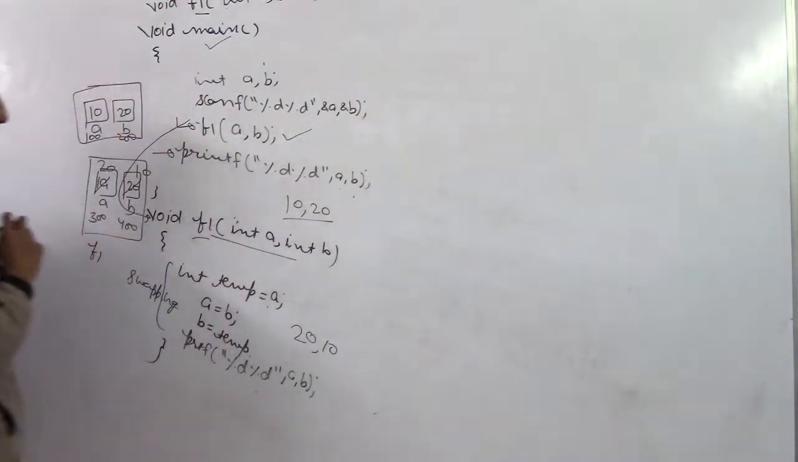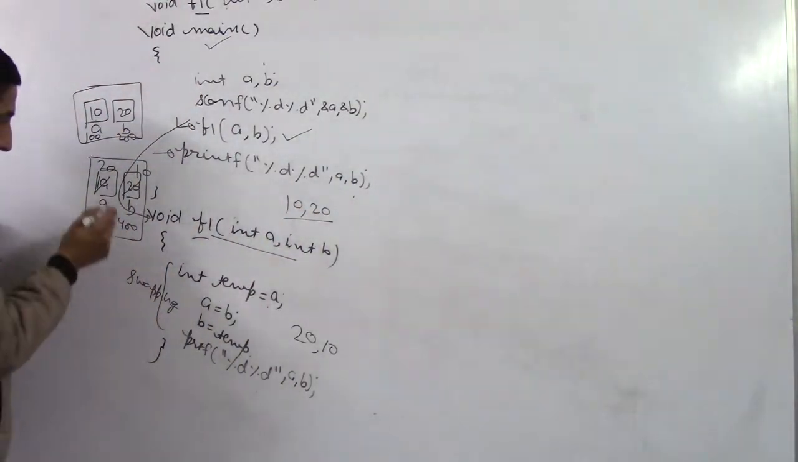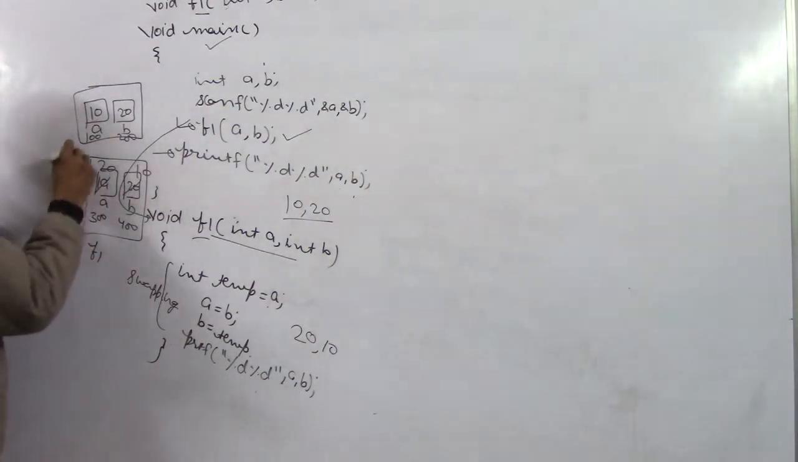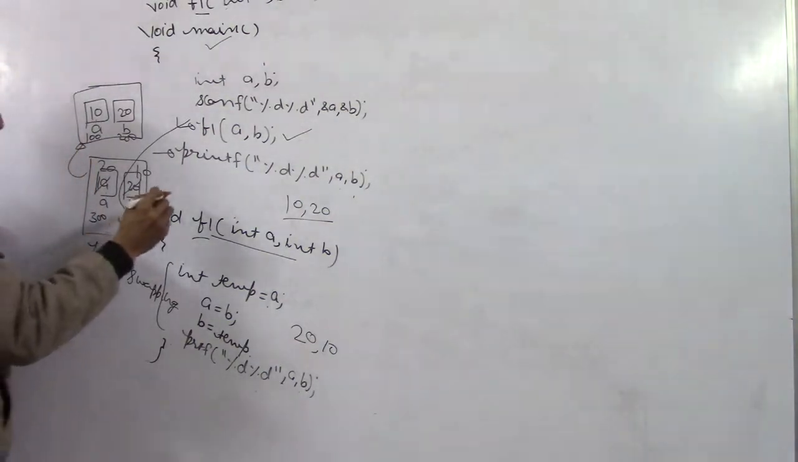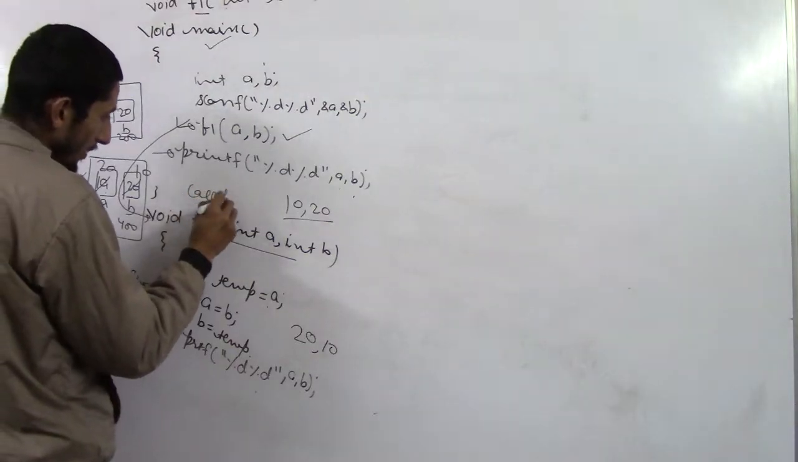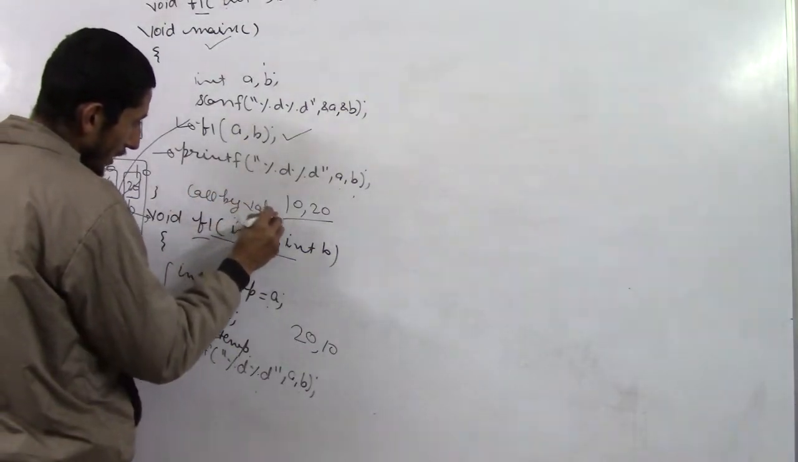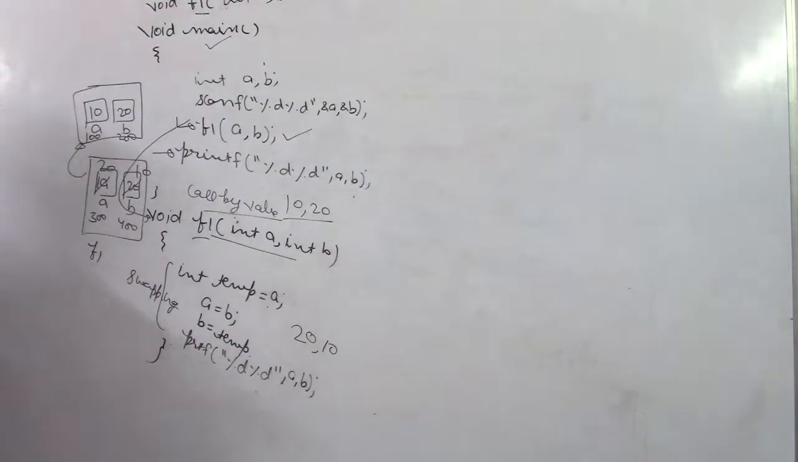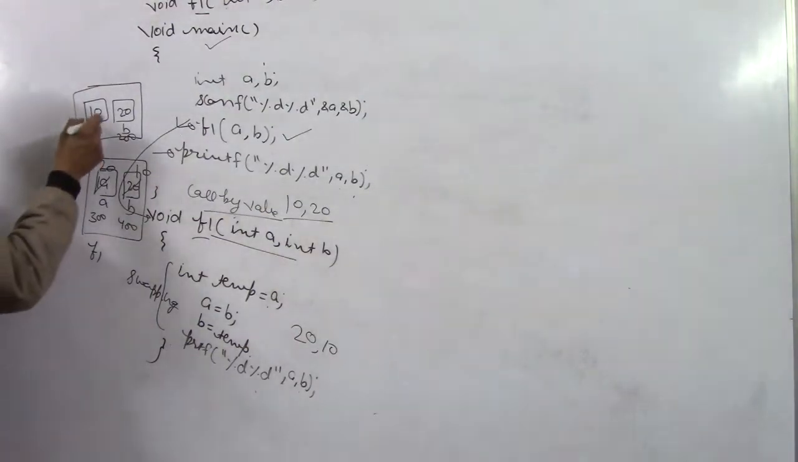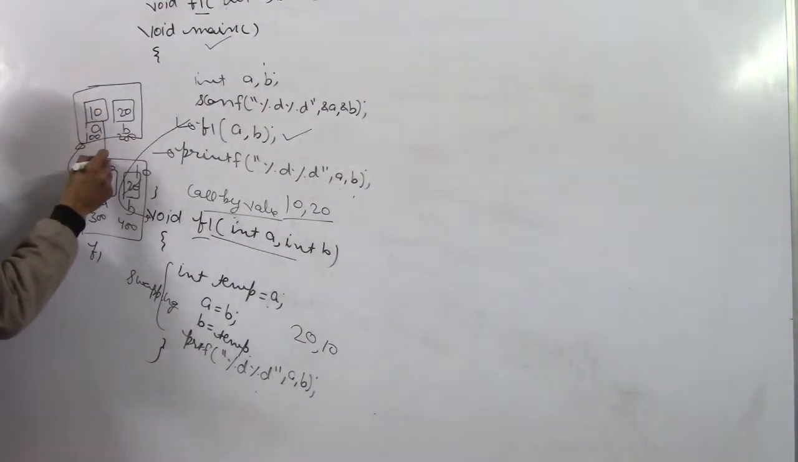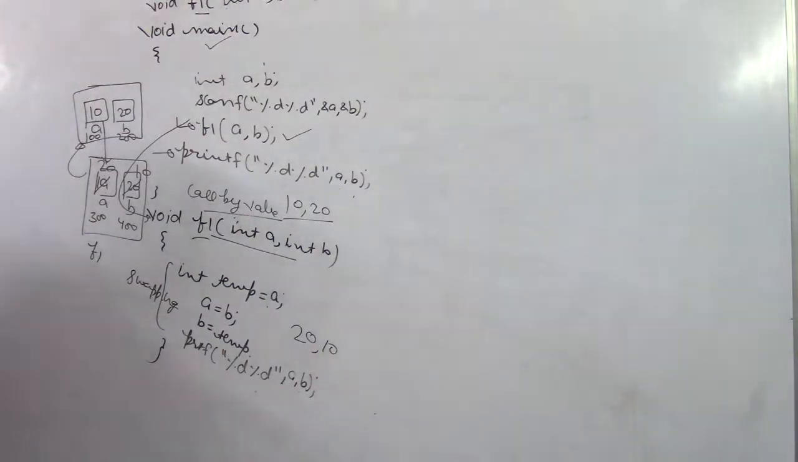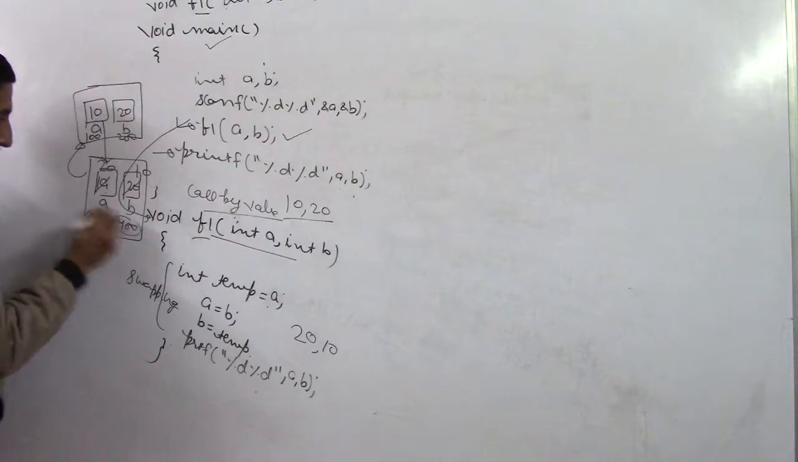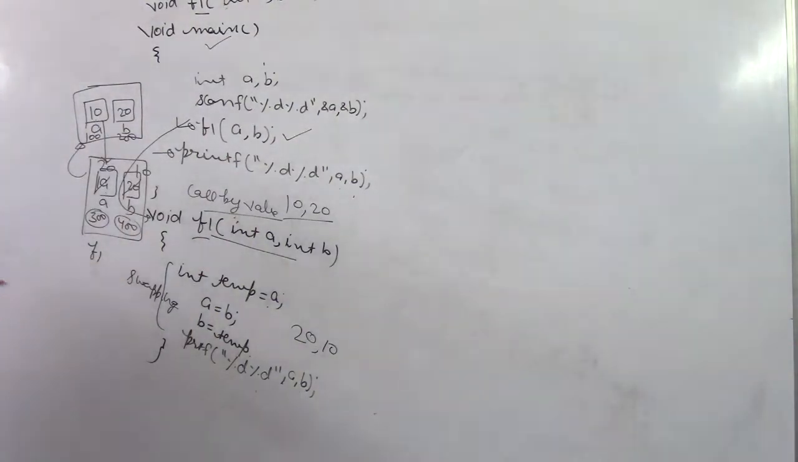So what is the purpose of this program? You are changing the value here, but it is not affecting here, because that is called by value. It means if you pass the value, you pass just a variable value, not a variable address. And if you pass the variable value, the compiler will create different memory locations. The moment the compiler creates different memory locations, it will not affect the original one.